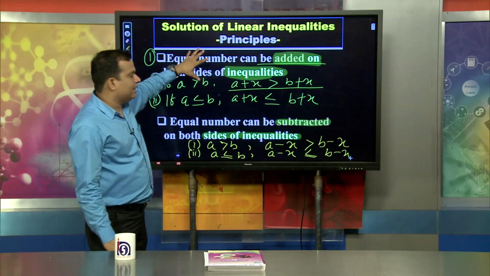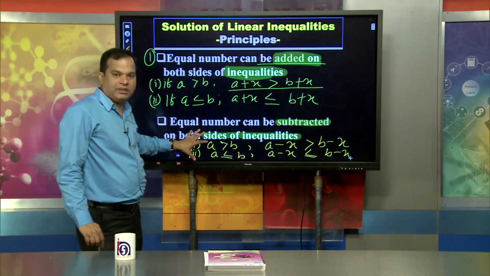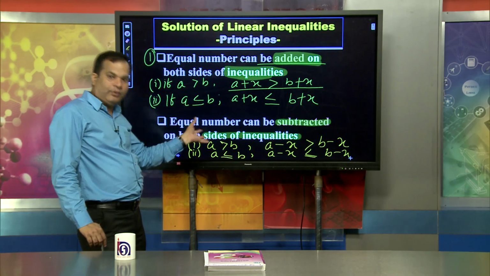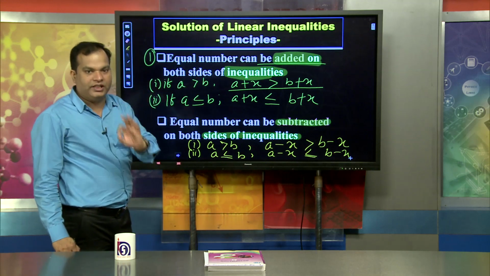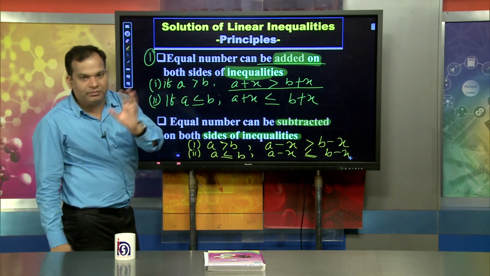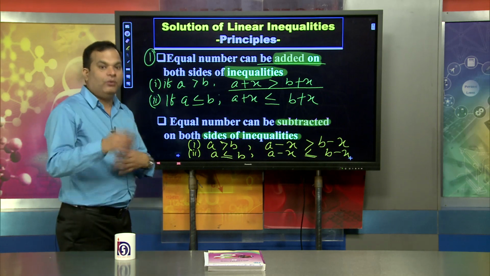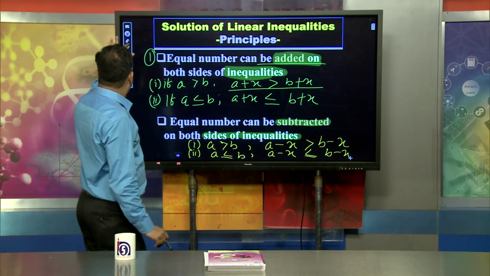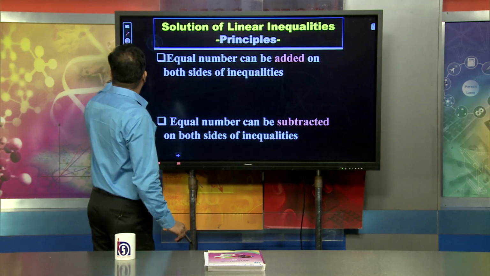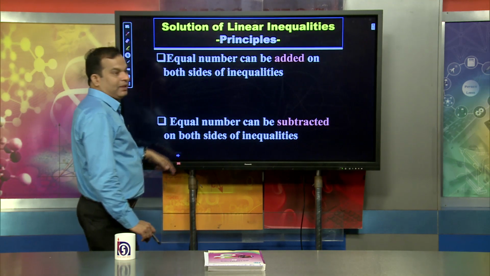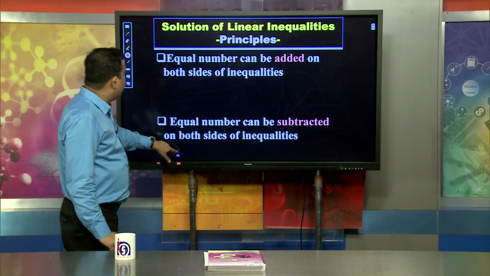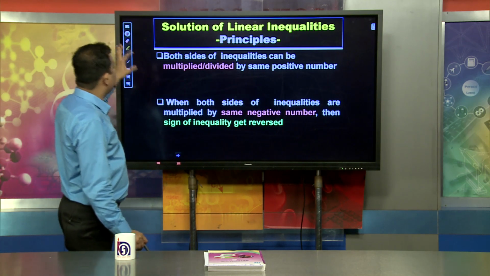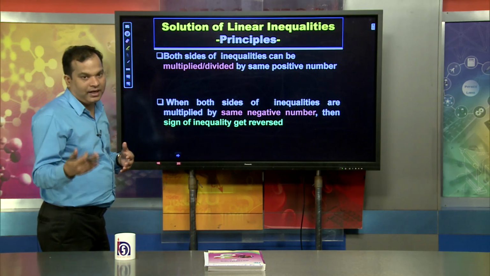The first case is addition, the second case is subtraction. We can add or subtract a constant quantity on both sides of the inequality. The value will not change. That is the principle. Now we move on to multiplication and division. When talking about multiplication and division, the case is something different.